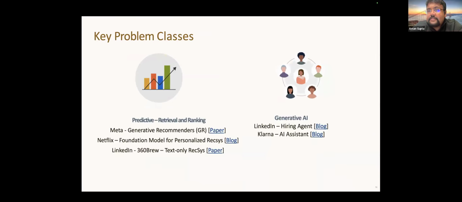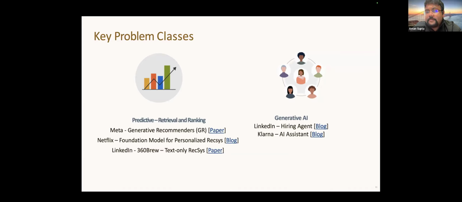So there are two key problem classes that we tackle at LinkedIn, and similar companies also do the same thing. One is more predictive in nature, where you focus on retrieval and ranking. Some examples of this are Meta's Generative Recommenders paper, which is a very famous paper, which takes the success of LLMs and applies it to ranking and retrieval use cases. More recently, Netflix also released some information about a foundation model they built for personalized recommendations. And we also released a foundation model for recommendations, which only uses text, no other features. These are all examples where LLMs or transformers in general can be used for the recsys pipelines.